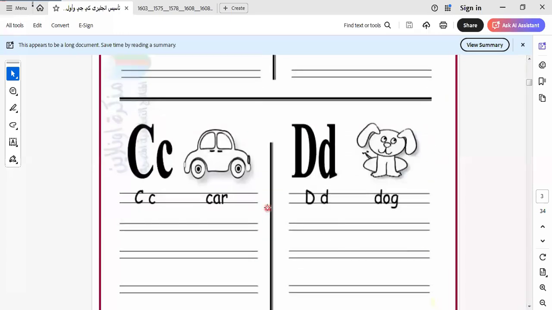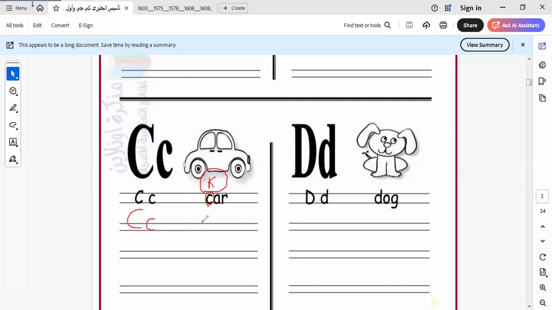Here is capital C and small c, C for car, capital D and small d for dog. I would like to say that C can be pronounced as a K, like this. We say cat, car. Here it is the letter C, but pronounced as K. Okay, let's write it together.